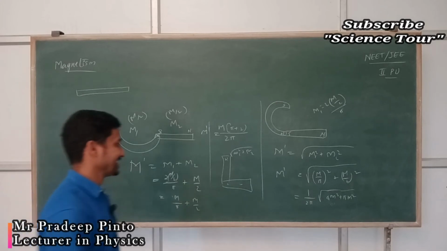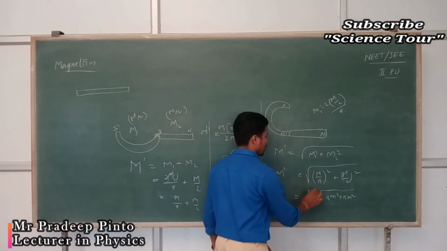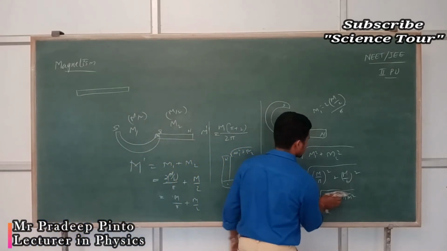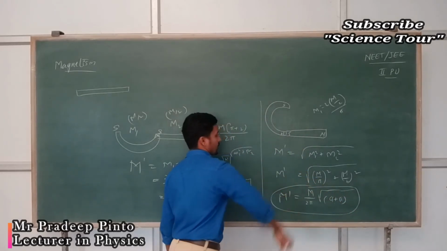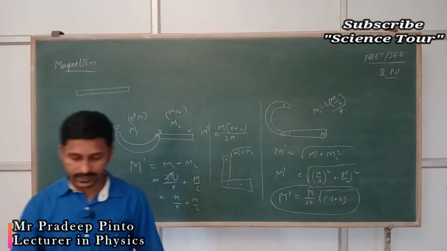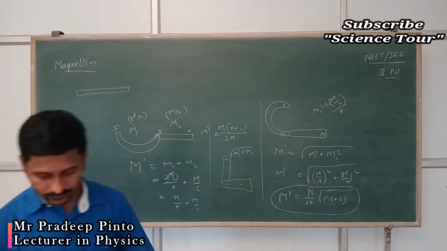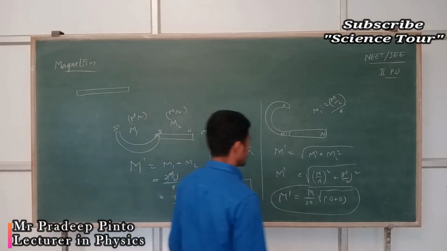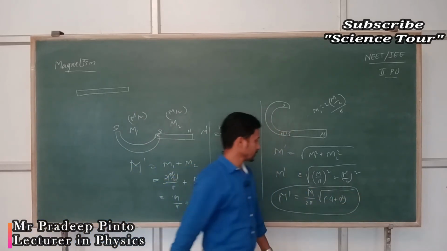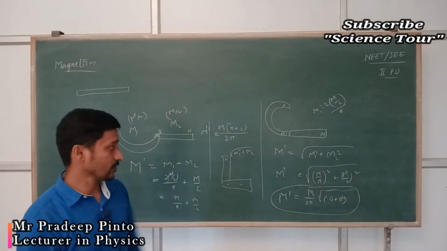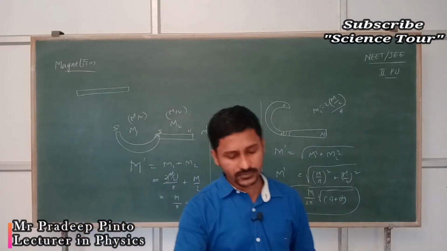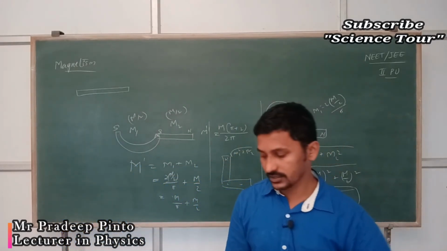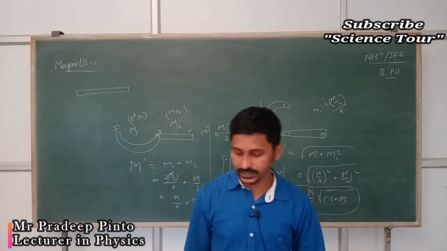So m square is common, so 4 plus pi I am going to get. This is the equation, 4 plus pi. Okay, so this is the equation we have got, 4 plus pi square, because pi square goes there. So this kind of numerical sums, this kind of problems we may get.